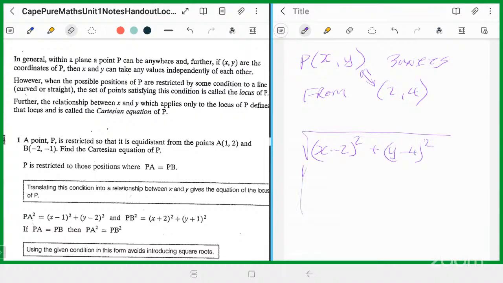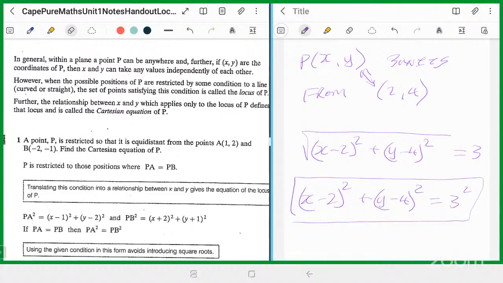That's the distance between those 2 points. This is the distance between the 2 points, and we are saying it is equal to 3. And if I square both sides now, I'm going to get (x minus 2) squared plus (y minus 4) squared equals 3 squared. And you should recognize now that that is the equation of a circle, which is what you would have.